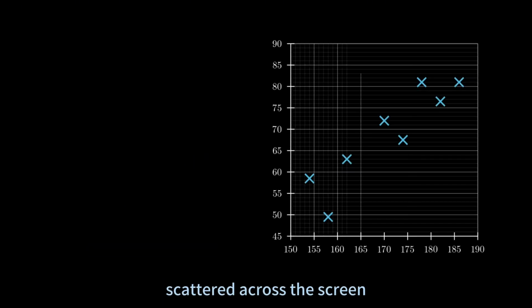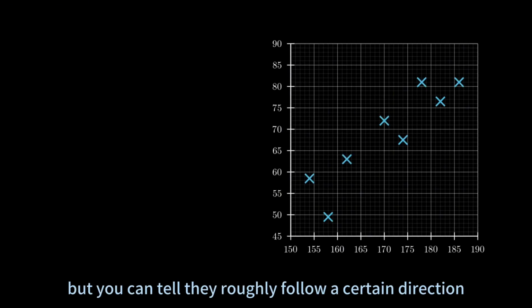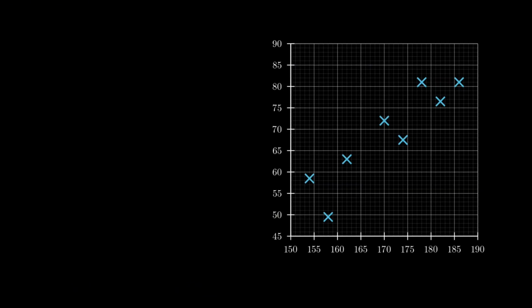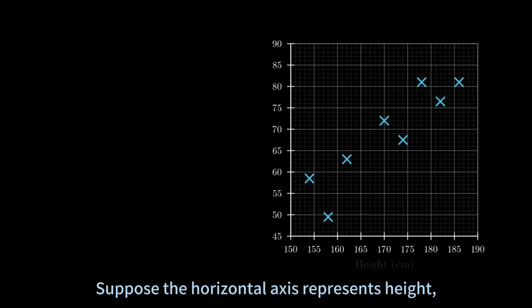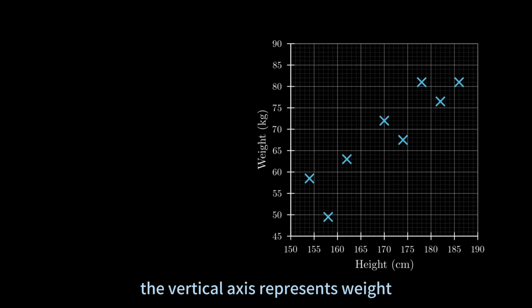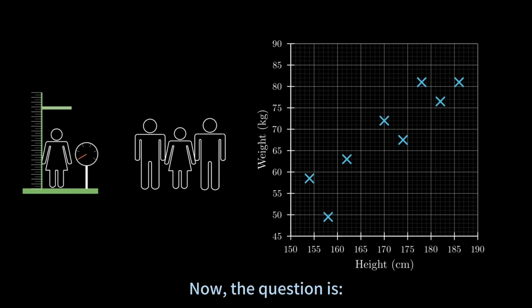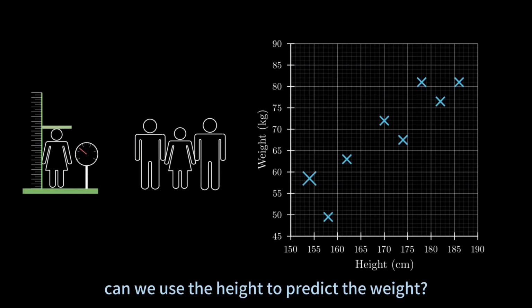Imagine we have a cloud of data points scattered across the screen. They don't line up perfectly, but you can tell they roughly follow a certain direction. Suppose the horizontal axis represents height, the vertical axis represents weight. Each point stands for a person's height and weight. Now, the question is, can we use the height to predict the weight?